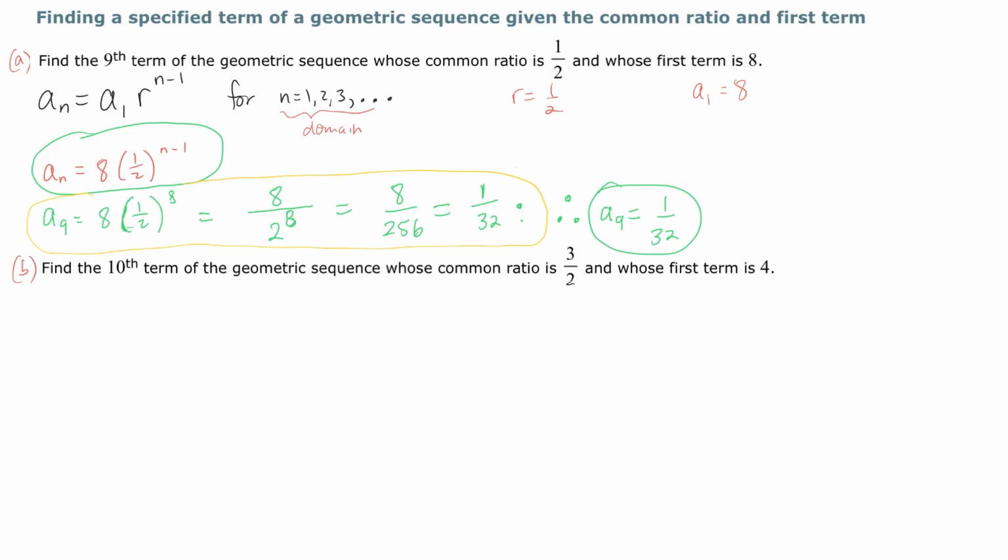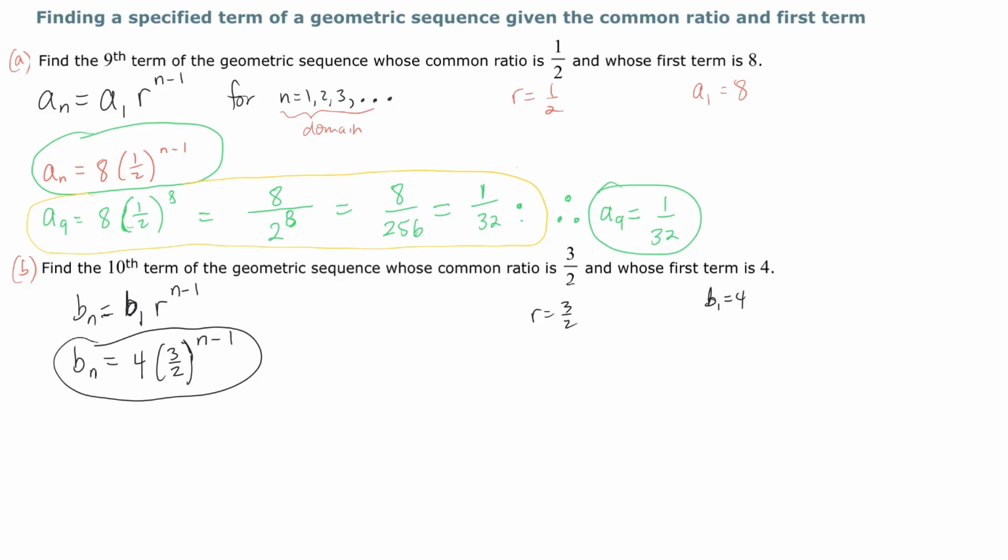Once again, we can write the definition. B sub n is equal to b sub 1 times the common ratio raised to the n minus 1 power. And we know r is equal to 3/2, and the first term is 4. B sub 1 is 4. So let's write our geometric sequence. 4 times the base is 3/2, or the common ratio is 3/2, and then raise it to the n minus 1 power. I'm going to circle this, even though it's not the final answer.